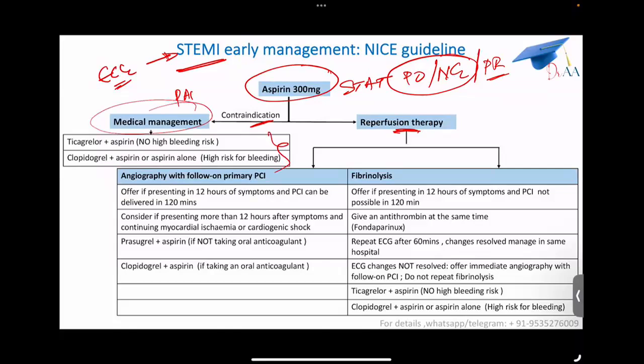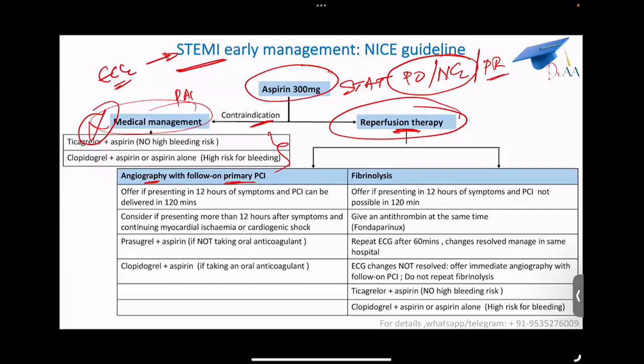This is the medical management. But they will not test you on this parameter. They will test you on the reperfusion therapy. This is where they will test you, and it is very important for you to remember each and every point. First priority should be given to angiography, followed by insertion of a stent. That is percutaneous intervention, a general term. That is basically angiography followed by angioplasty, what we are talking about.